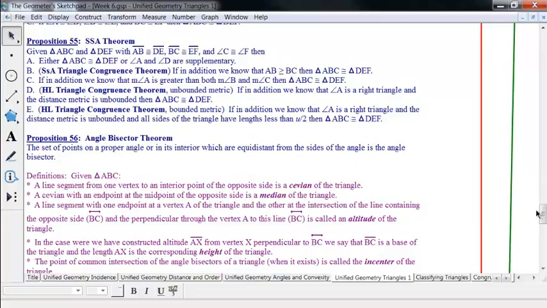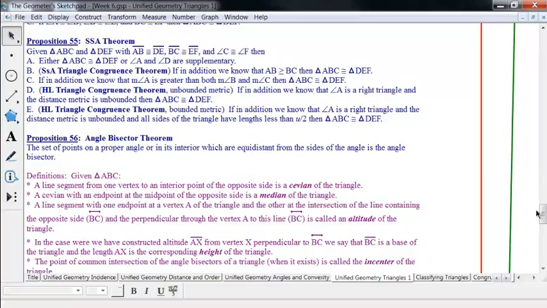Part B, the big S, little s-A theorem, says if in addition to the SSA condition, we also know that side AB is actually larger than side BC. The first S is larger, the one that's opposite the congruent angles. If we know that that's larger than the adjacent side, then that's enough to say that the two triangles are congruent. We can also do this if we know for sure that the measure of angle A is greater than both the measure of angle B and the measure of angle C. That's enough to make the two triangles congruent along with the SSA condition.